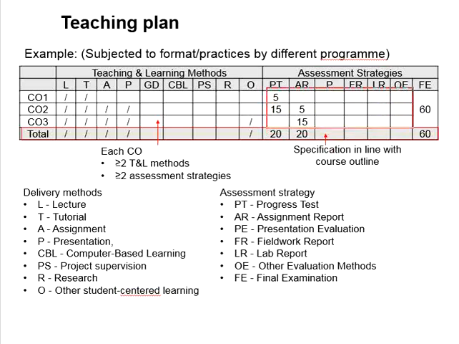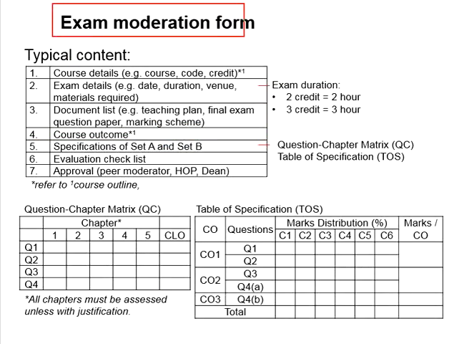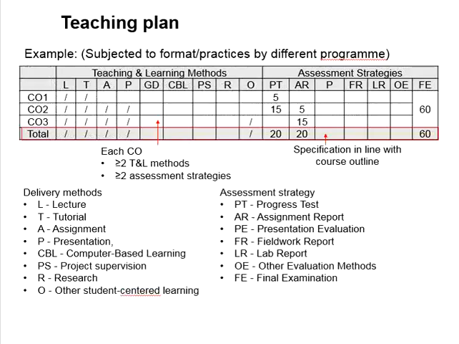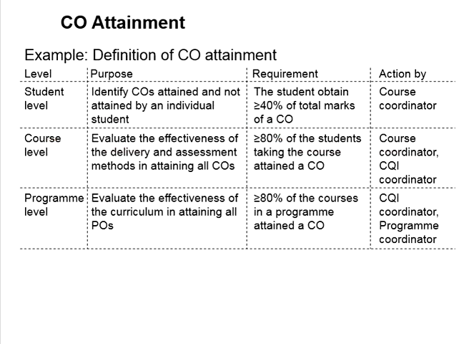There will be coursework and there will be final examinations. Once you have identified the marks for the coursework, from the exam moderation form, you will identify how many marks go for different COs for the final examinations. Out of the total marks for respective COs, the students need to acquire at least 40% to be considered attaining the respective CO for him or herself.